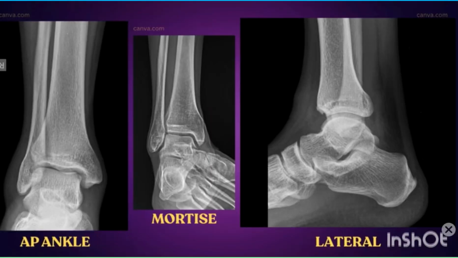When evaluating your image, always ask yourself, is there motion? Is the joint space visible? Is the ankle centered? If yes, you're on the right track. Each projection provides a different perspective of the ankle joint. The AP ankle shows the distal tibia and fibula, the Mortise opens the ankle joint space, and the lateral demonstrates the relationship between the distal tibia, talus, and the calcaneus.